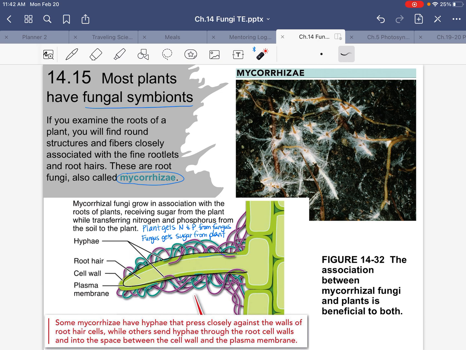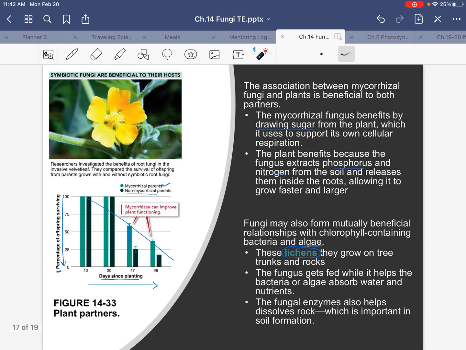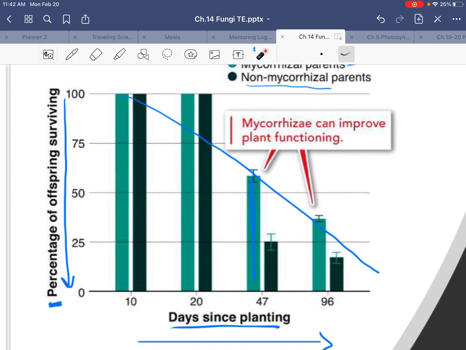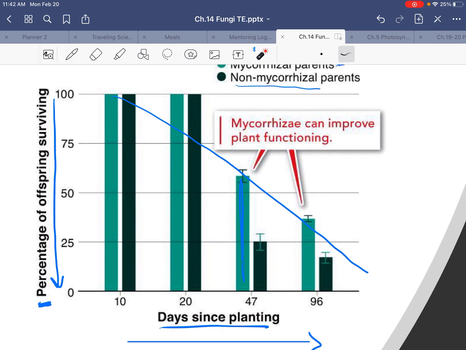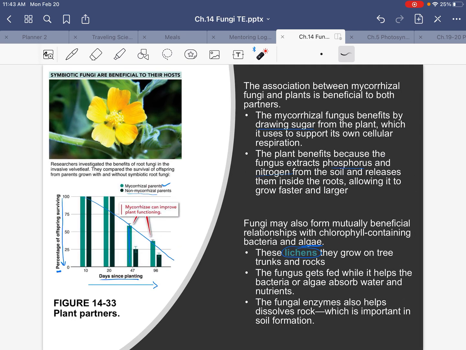And in those relationships, we saw this graph that in plants that have a mycorrhizal relationship with the fungus, they grow better than plants that do not have a mycorrhizal relationship. So here's the one down here with no mycorrhizal partners. And that is it for fungi.